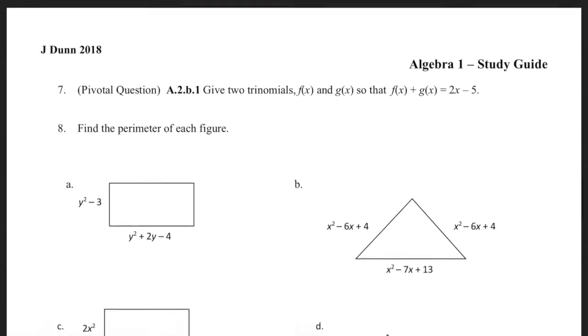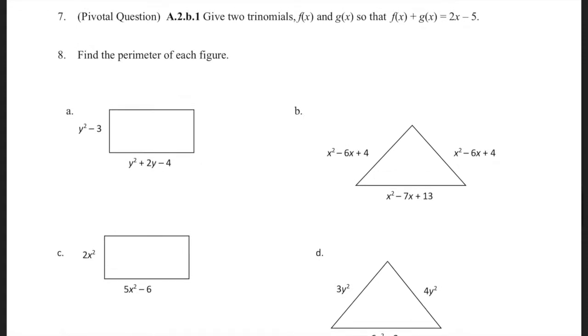All right, now moving on to the good part. Number 7, give two trinomials so that the addition of the two trinomials is 2x plus 5. So we need something that will add up to 2x. I'll say x and x. And I need two things that will add up to negative 5. I'll say negative 7 and positive 2. There you go. There are a million different answers for this one that you could have done.